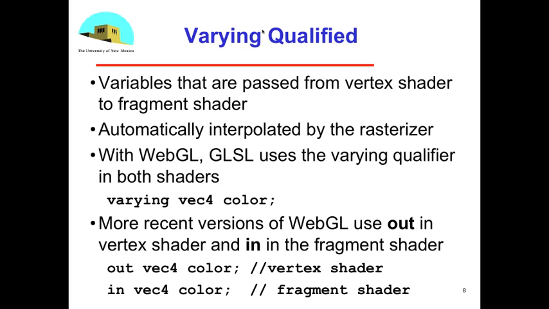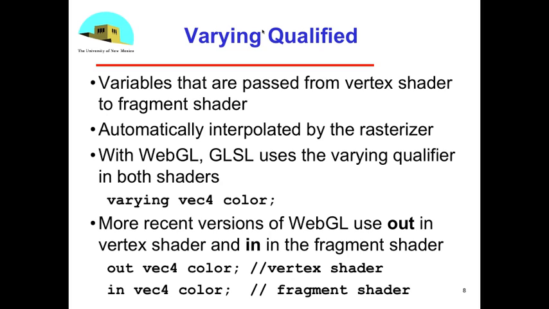Recently, this in-out that I just talked about really applies to this. In the vertex shader, you would call it an out because you generate the color there and send it out to the rasterizer in the fragment shader. From the fragment shader's perspective, it's an input variable, so it would now be replaced by in if you're using a more recent GLSL, say, in desktop OpenGL.